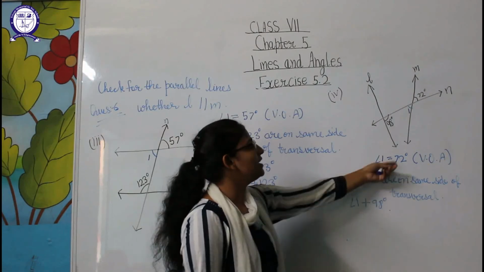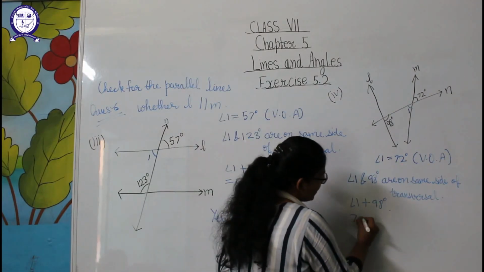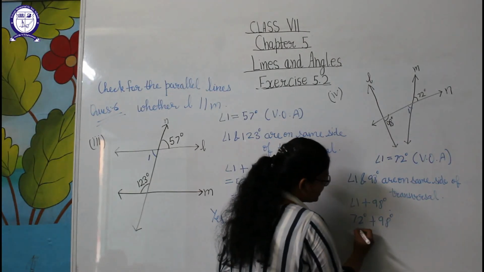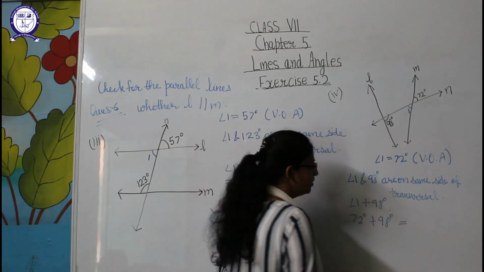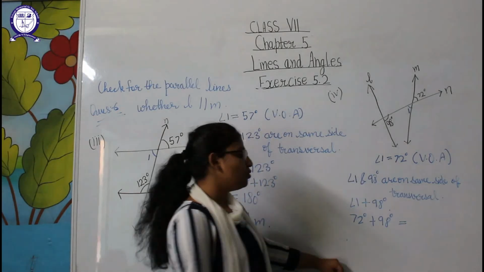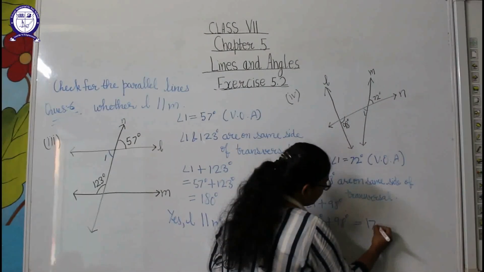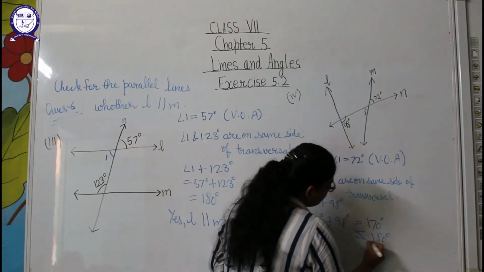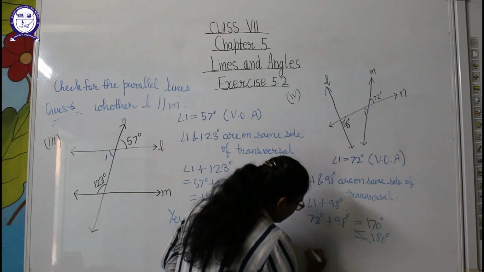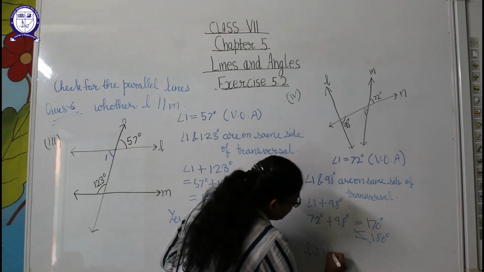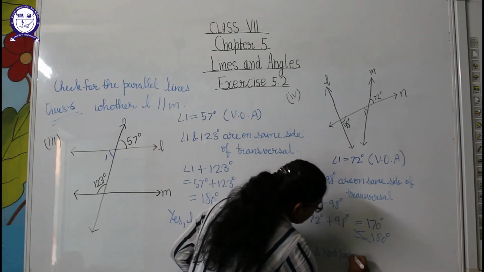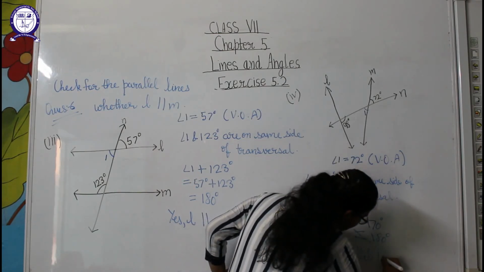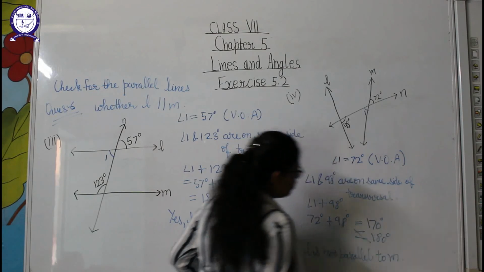So what is angle 1 here? 72 degrees. We will add 72 to 98. What are we getting as an answer? If we add 98 to 72, we are getting 170 degrees. It means we are not getting 180 degrees. So we will say that L is not parallel to M, because if the answer comes out to be 180, then we can say that they are parallel, but here L is not parallel to M.